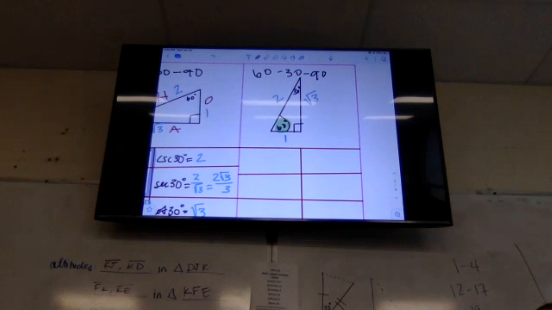So instead of my point of view being 30 and my opposite being 1, my point of view is now 60. So my opposite is now √3. My hypotenuse is still 2, but my adjacent is not √3. My adjacent is 1. Once you have that, I want you to do sine, cosine, tangent.